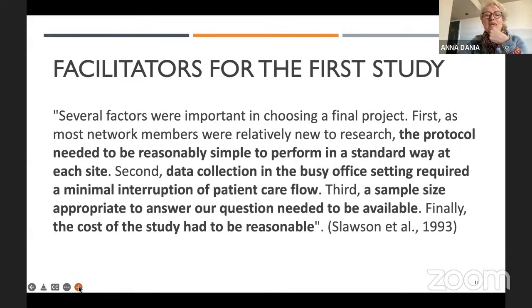So the suggestions are very clear. First, the protocol needs to be reasonably simple to perform in a standard way at each site. Second, the data collection shouldn't interrupt the patient care flow in busy office primary care settings. And the third is that you have to be sure that the sample size you can get is appropriate to answer your research question, and that this sample size will be available. And the fourth is that the cost of the study is reasonable.